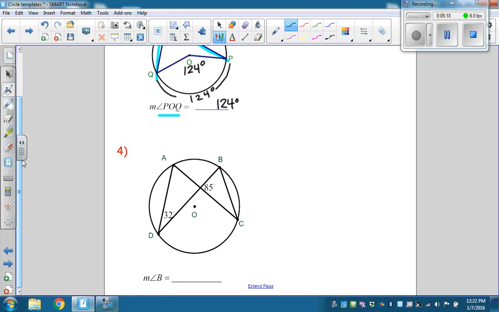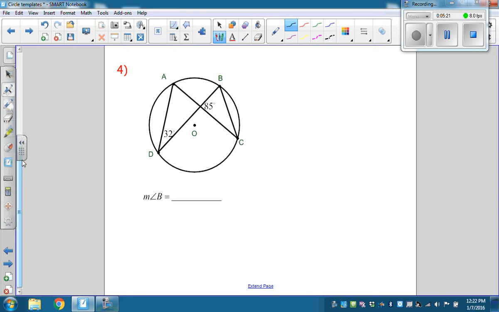And number 4, I'm trying to find angle B. What I have to do is look at, again, inscribed angles, because the 85 doesn't really help me yet. But if I look at this inscribed angle here, hard to see, I know that this arc is 64 degrees because it's double 32. So that's from A to B.